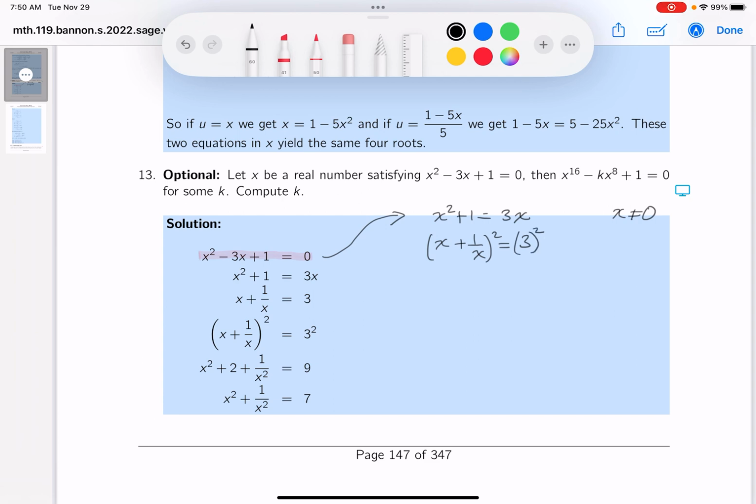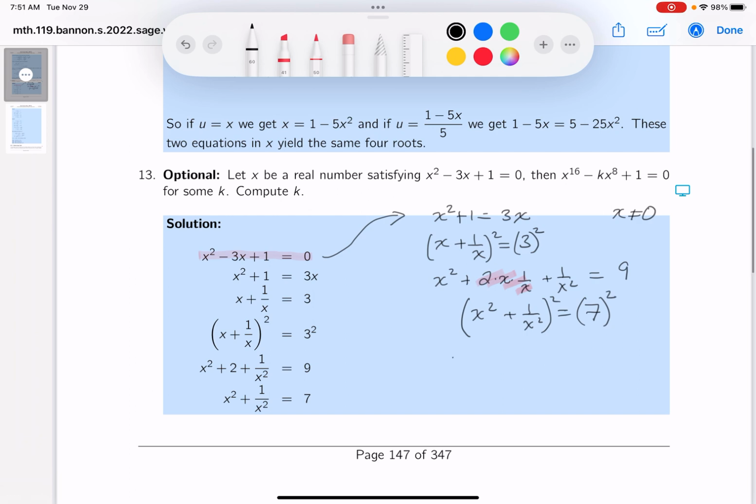What do you get? Well, let's write this down. You would get x squared plus 2 times x times 1 over x plus 1 over x squared is equal to 9. What's interesting here is I get x squared plus 1 over x squared. Since x is not 0, that middle term is 2, and I take that from both sides, and you get 7.